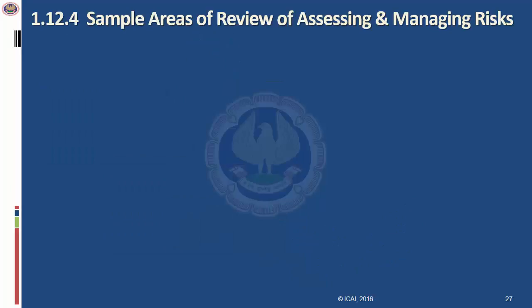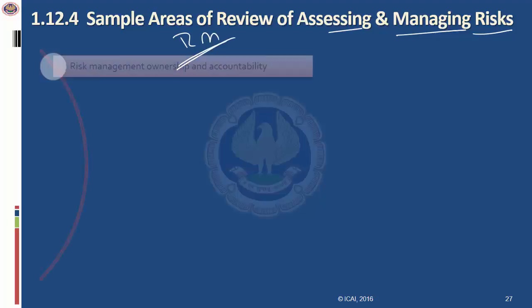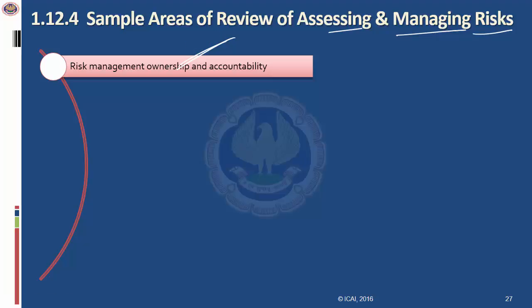Now let's look at another example. We are looking at sample areas for review for assessing and managing risks. Which means, what is assessing and managing risk? Fundamentally we're talking about the risk management process within the enterprise. So what could be the areas of review? You look at how risk management ownership is established within the organization. How is the accountability established?